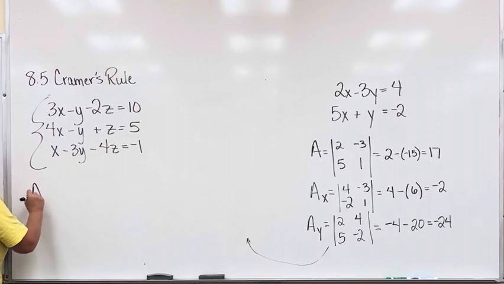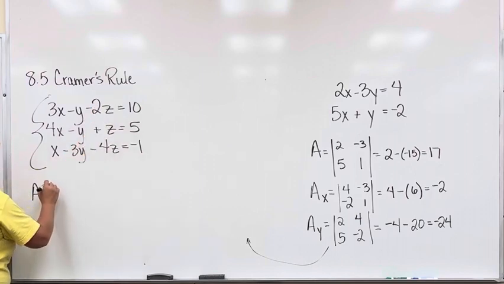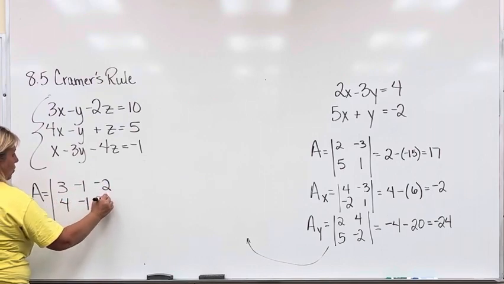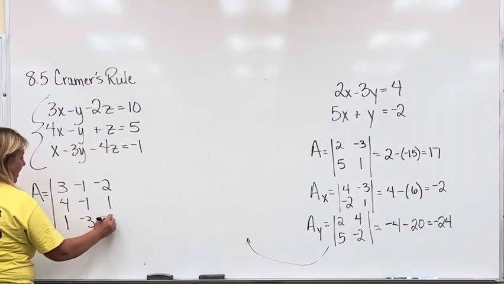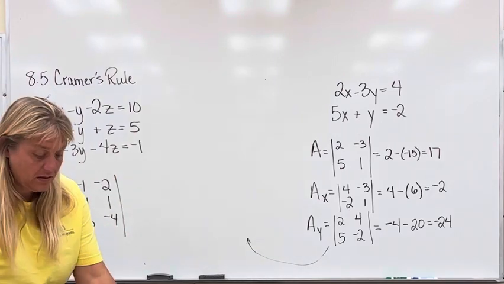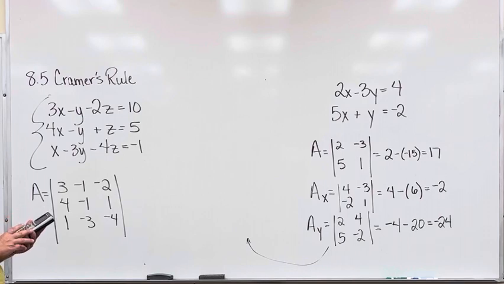So it means that we're going to create A, and A is going to be the determinant of just the originals. So we'll have 3, -1, -2, and 4, -1, 1, and 1, -3, -4. So we're going to find this determinant first. Now, I can't look at that and know what the determinant is, so I'm going right to my calculator as well. So take a minute here, go to your calculator. We're doing a 3x3, edit, and put in your numbers there.